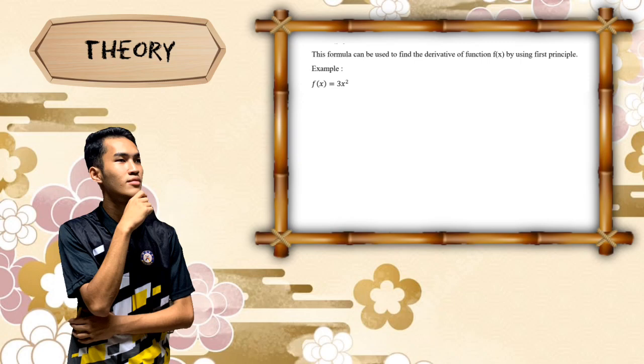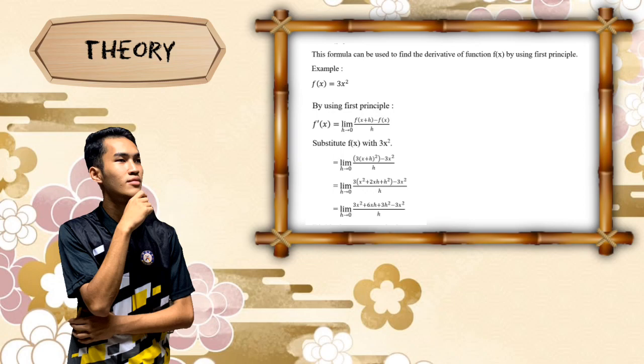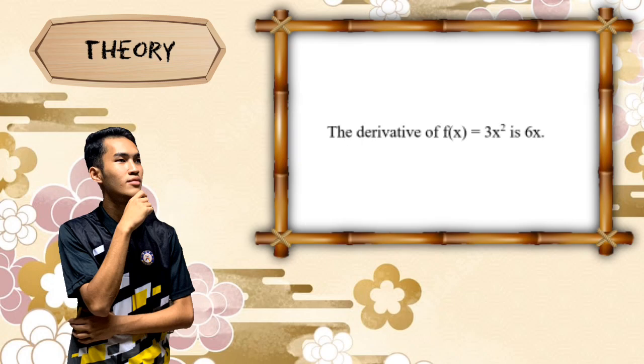For example, given the function is 3x to the power of 2, by using the first principle, we can substitute the function with 3x to the power of 2. Next, we can divide the numerator by h, and last, we must substitute 0 into h. And the derivative of the function 3x to the power of 2 is 6x.